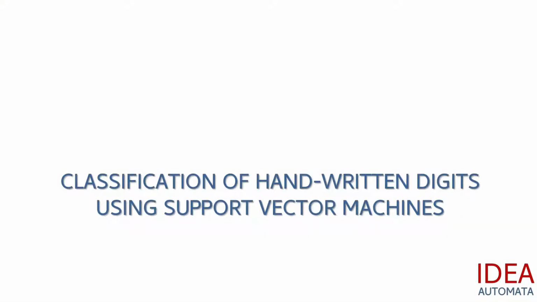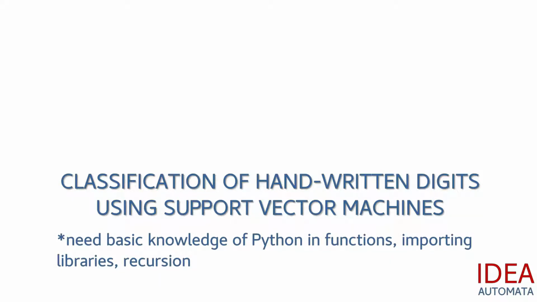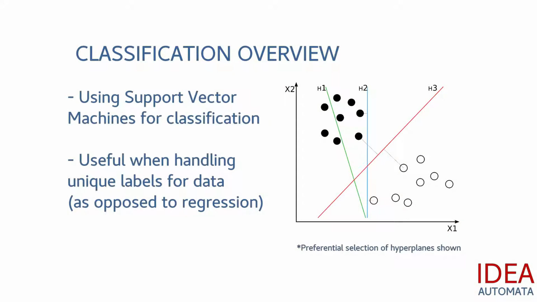Hi, in this video I would like to demonstrate classifying images of handwritten digits as their corresponding digits. You will require at least a basic understanding of Python to follow this demonstration. I will be using support vector machines for the classification.